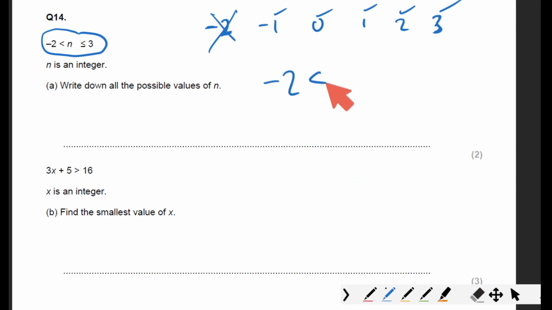Obviously, if you had something like this, then I'd have all these numbers. I'd also have the -2. Right, this one here, x is an integer, find the smallest value of x. This question kind of looks like those solving questions, where you have an equal symbol and you have to find the value of x, except this is an inequality question. So let's write the question out here.